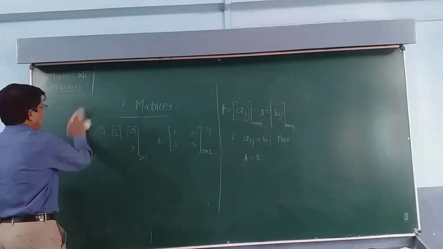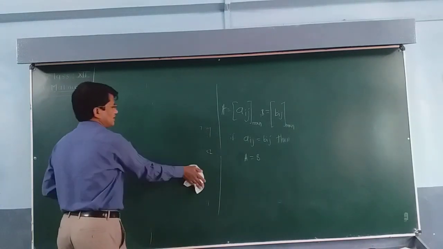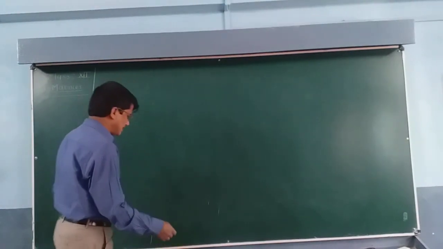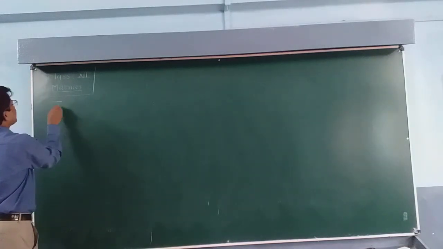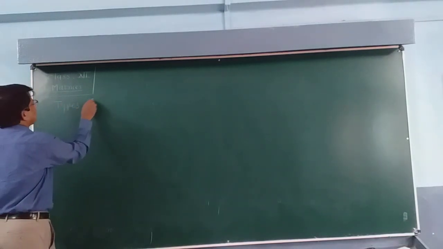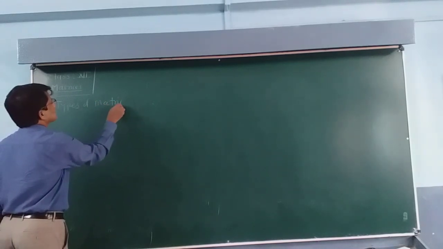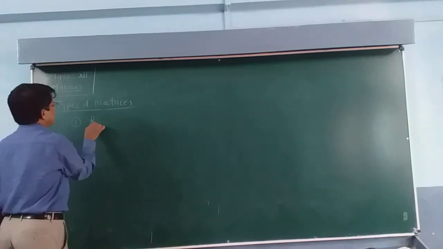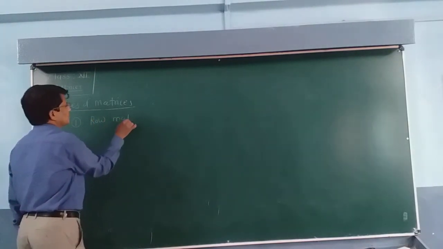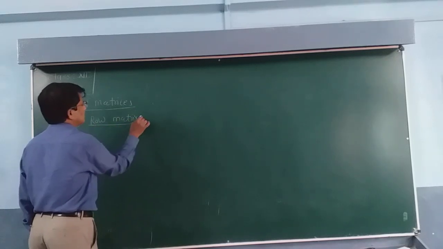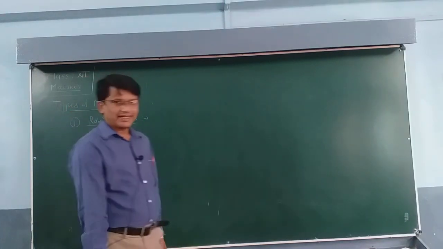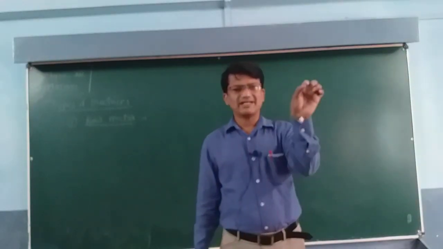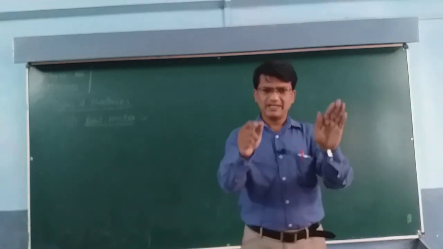Okay. Let us see the types of matrices. Number one, first, a row matrix. The name is sufficient here. What is a row matrix? Row matrix means a matrix having only one row.